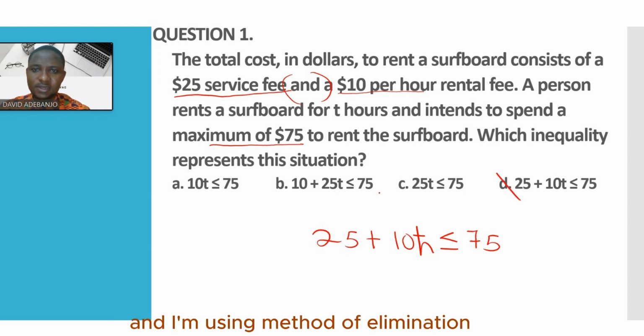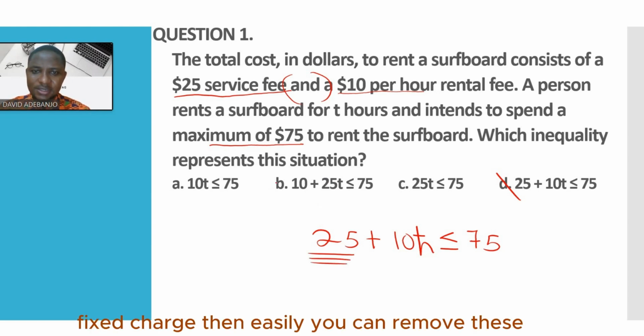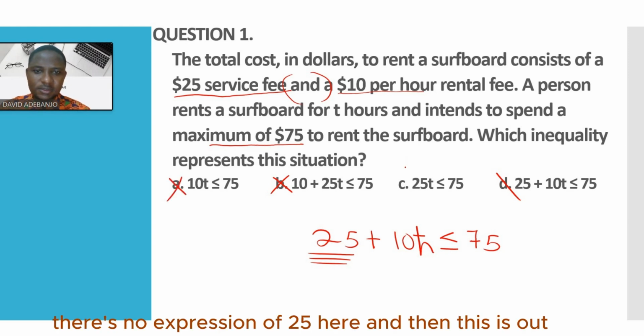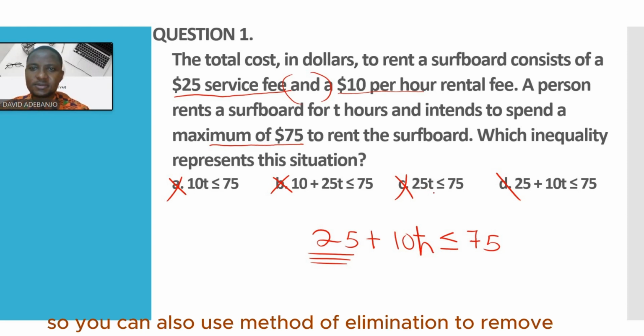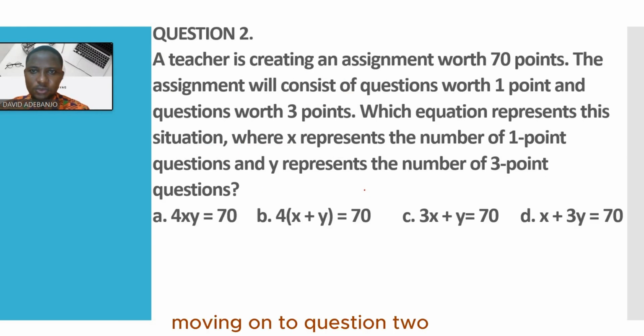And I'm using the method of elimination. Since we know that 25 is a fixed charge, then easily you can remove this. There is no expression of 25 here, so this is out. So you can also use the method of elimination to remove all of these from your answer. Moving on to question 2.